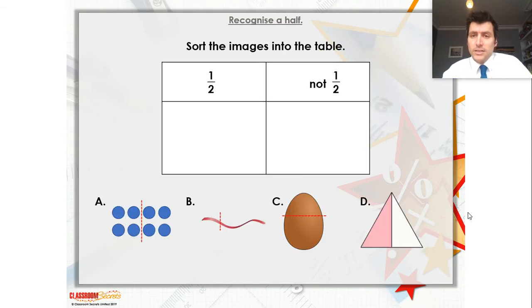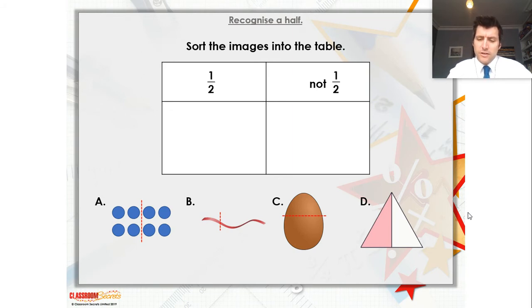So unequal. Okay, guys, what do you think with A, B, C and D? Which is a half, which is not a half? I'm looking. Got those blue dots again, but the line's splitting them in a different way. That wavy line's tricky. Got an egg been cut horizontally, though, rather than vertically. I wonder what that tells me. And then we've got a triangle, which has got a vertical line through it. Have a think. Pause while you ponder.